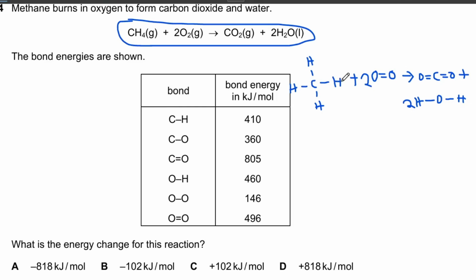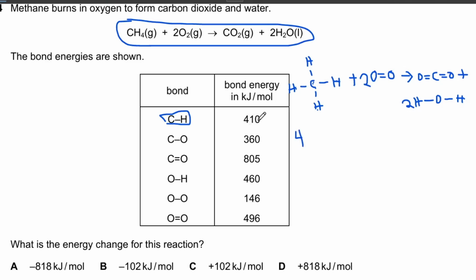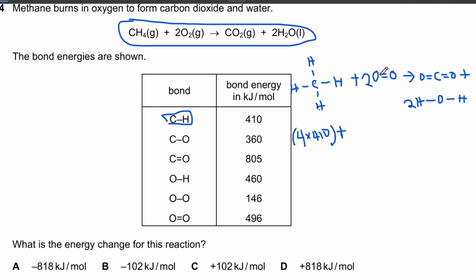So carbon to hydrogen bond is 410. That means anywhere we see this is 410. So if you look at that methane, we have this carbon and hydrogen, that's 1, carbon and hydrogen 2, carbon and hydrogen 3, carbon and hydrogen 4. So it's going to be 4 multiplied by 410 plus our oxygen to oxygen double bond is 496, and we have 2 of it, so it's going to be 2 multiplied by 496.